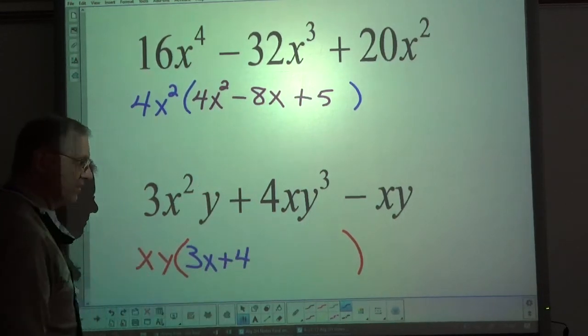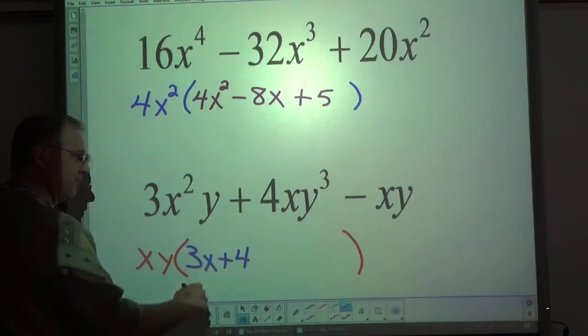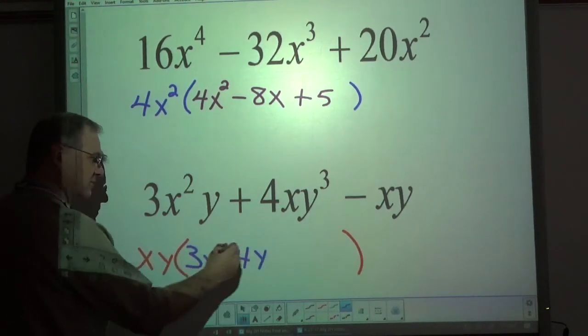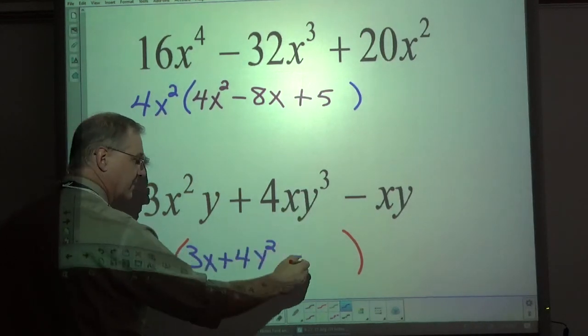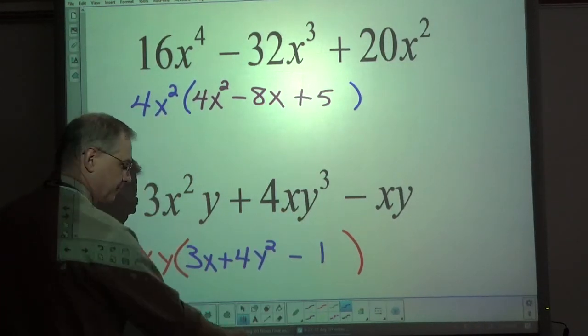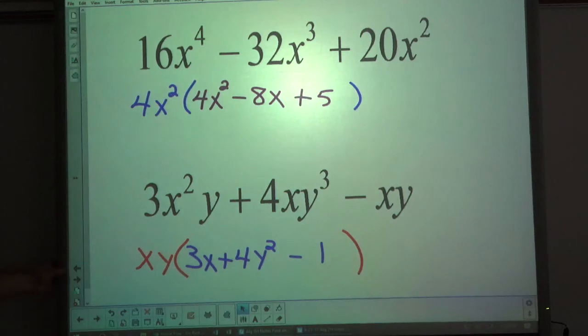4 stays there. X's cancel out. Y to the 3 minus 1, 2. And then minus, the x's and y's cancel to a 1. And there is your answer when you factor out that GCF.